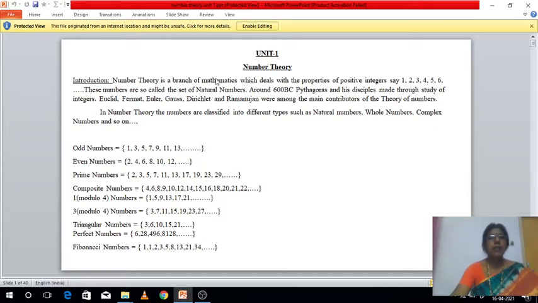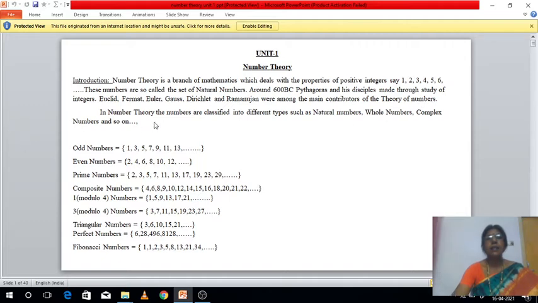Number theory is a branch of mathematics which deals with properties of positive integers, say 1, 2, 3, 4, 5, 6 and so on. These positive integers are also called natural numbers. Around 600 BC, Pythagoras and his disciples made a thorough study of integers. Euclid, Fermat, Euler, Gauss, Dirichlet and Ramanujan, these famous mathematicians were among the main contributors of the theory of numbers.